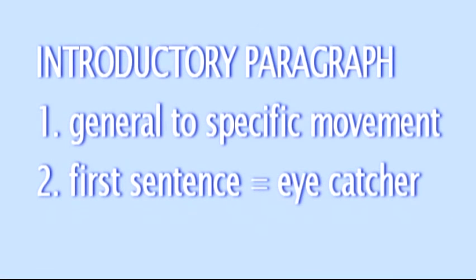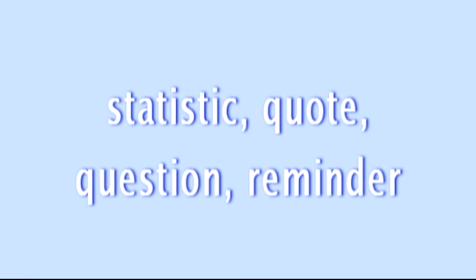The second point is that the first sentence of the introductory paragraph is used to catch the eye of the reader. This sentence points in the general direction of the specific topic, and it may but does not have to contain 1 of 4 standard introductory techniques. These are a statistic, a quote, a question, or a reminder. There is a 5th, the joke, but it's good for writing speeches, and it's best to avoid in a 5-paragraph essay. Statistic. Here's an example.